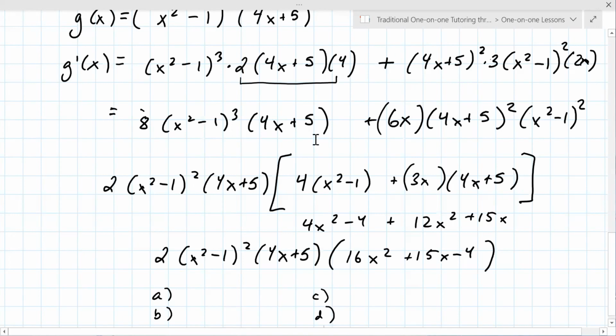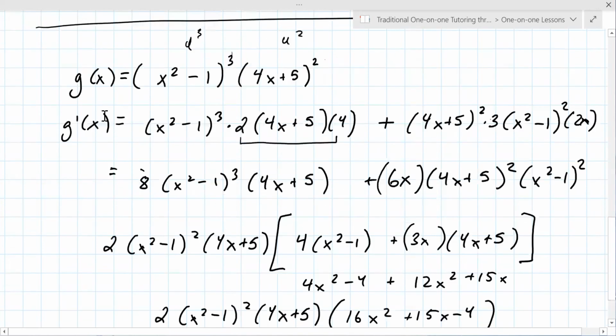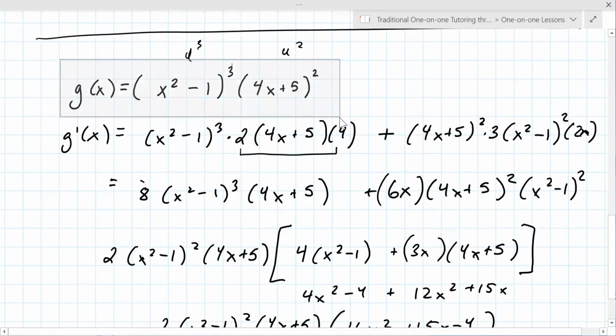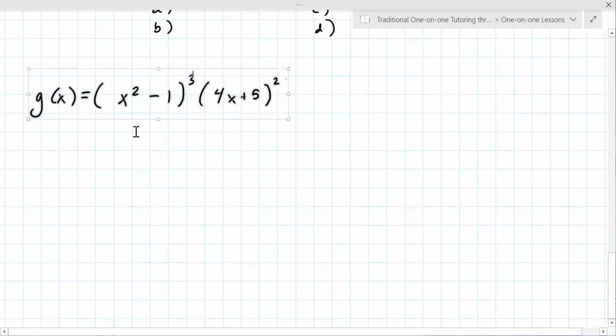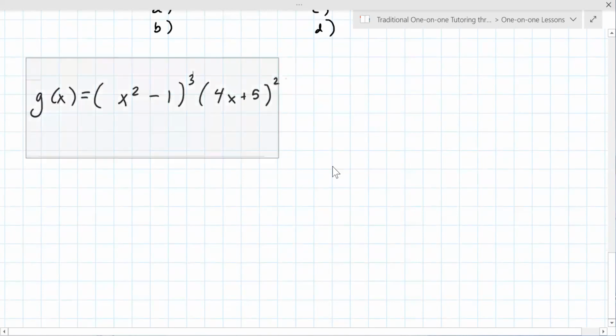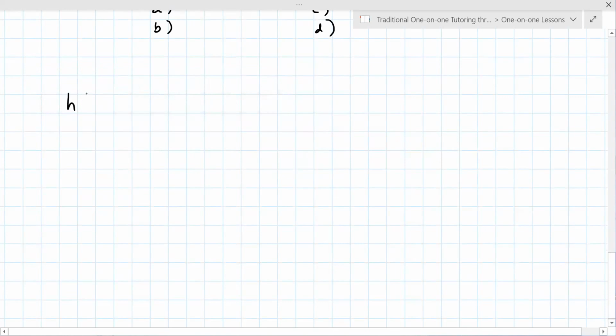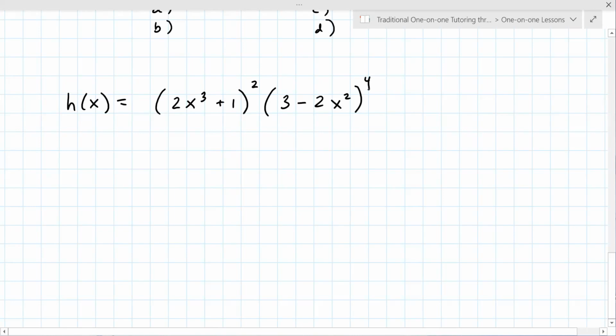So I don't necessarily want you to do all this. I mean, you can if you want, but I'd like to give you a problem like this so you could try on your own, if that's okay. All right, so let me actually rewrite this quite a bit. We'll go h of x equals 2x cubed plus 1 squared, and then 3 minus 2x squared to the power of 4. Okay.